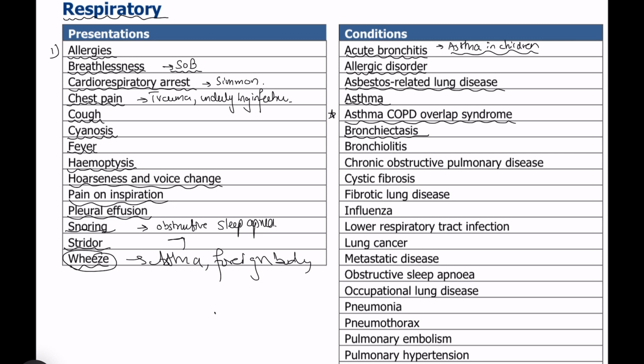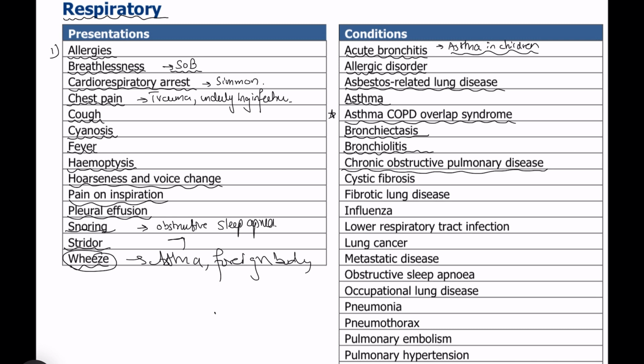Bronchiectasis. Now, this is a disease that is associated with increased mucus production, shortness of breath, cough, halitosis. Bronchiolitis. This is a disease that infects the bronchioles and fills it with mucus. It usually infects the children. The treatment will be supportive treatment in this case.